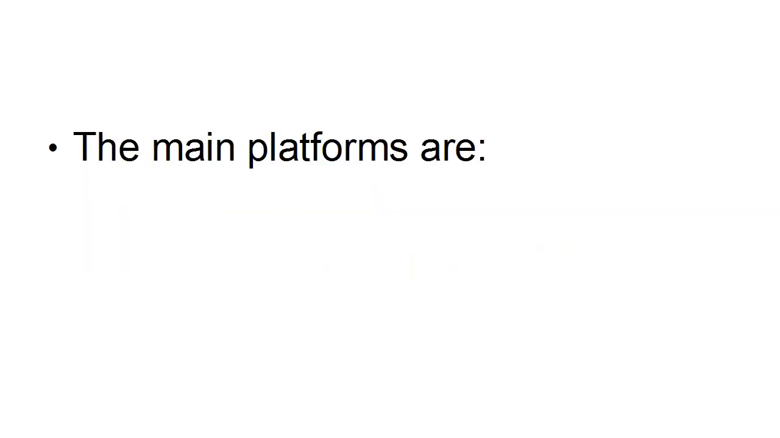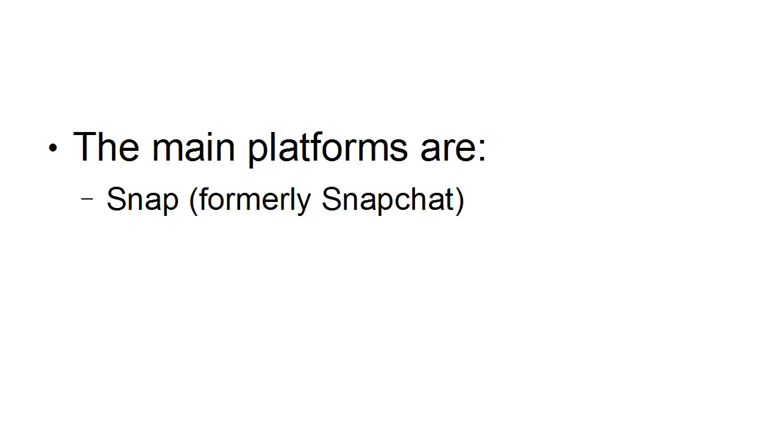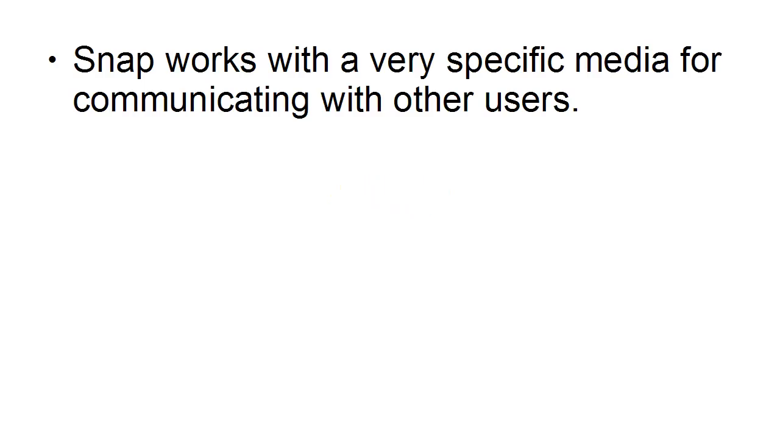The main platforms that we're going to cover in this video are Snap, which was formerly known as Snapchat, Vine, and Periscope. Now let's take a look at Snap. This used to be called Snapchat, but it recently changed its name and it's going into hardware as well as software. Now, Snap works with a very specific media for communicating with users.